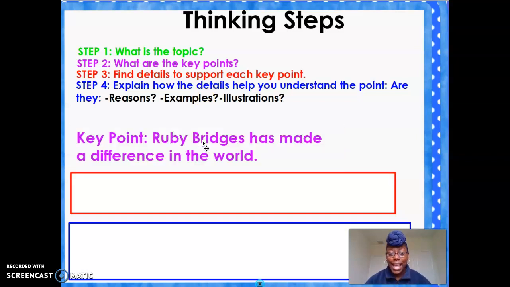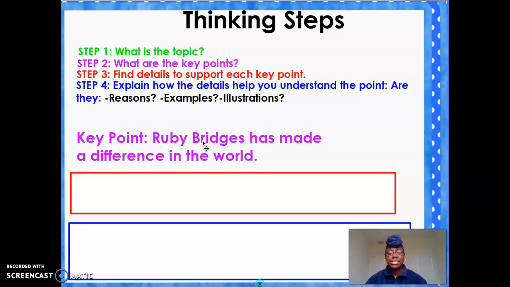Good. If you said Ruby Bridges has made a difference in the world, that is our key point. This afterword is talking all about how Ruby Bridges made a difference in the world and all of the amazing things that she's done for boys and girls just like you back then and still today.